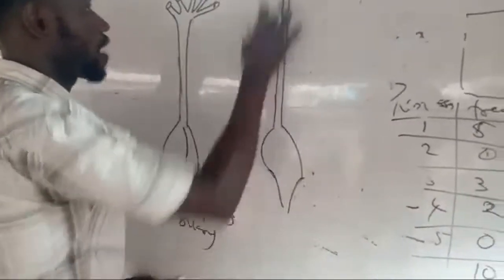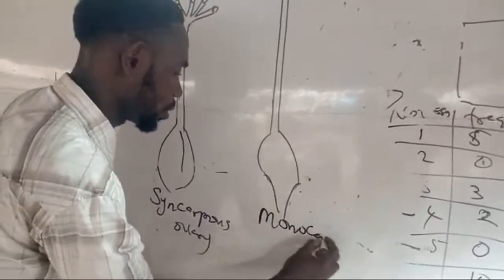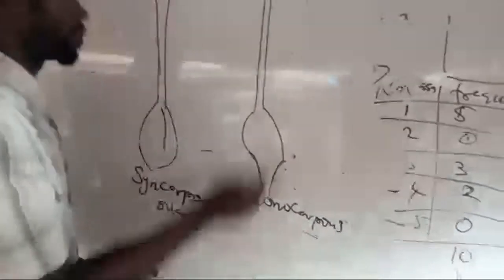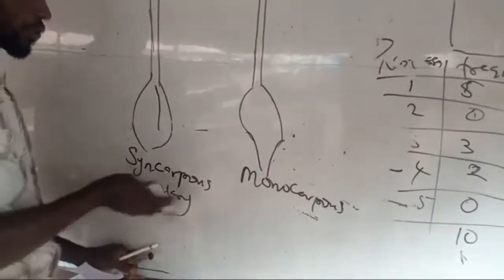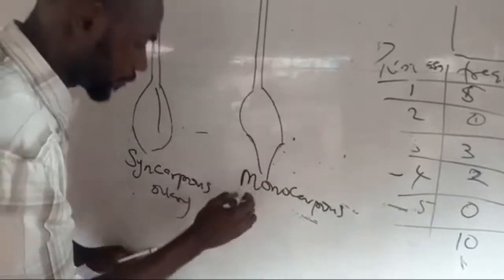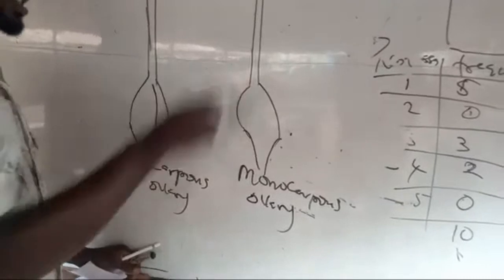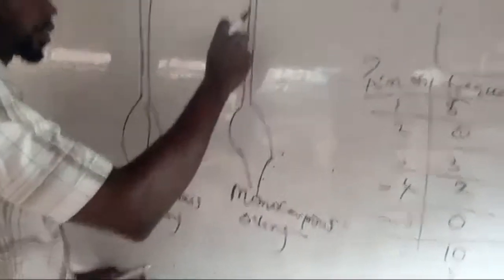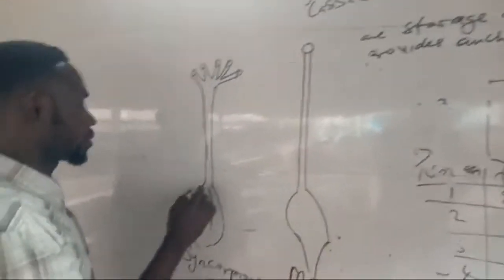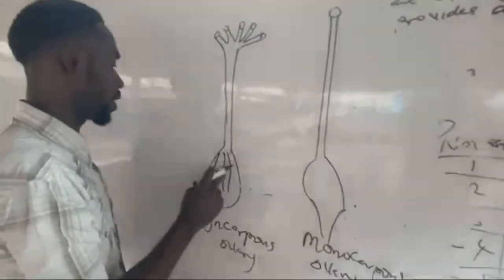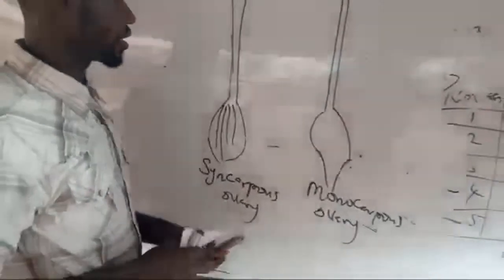Whereas this one has one stigma, which shows that this flower is monocarpous. So hibiscus flower has a syncarpous ovary, whereas flame of the forest has a monocarpous ovary. Reason: one stigma, which is equivalent to one chamber. Then here you have more than one stigma, which is equivalent to chambers, 1, 2, 3, and the 5 chambers, of course. So these things are what we need to know.